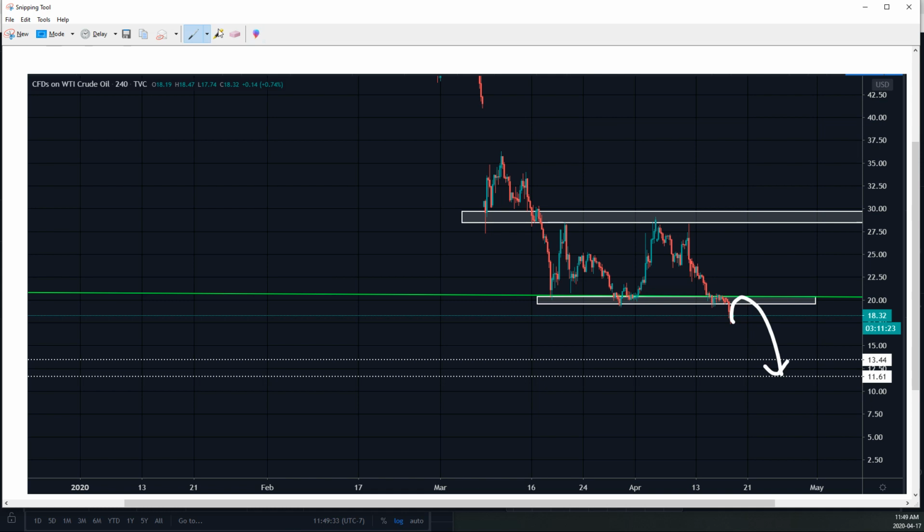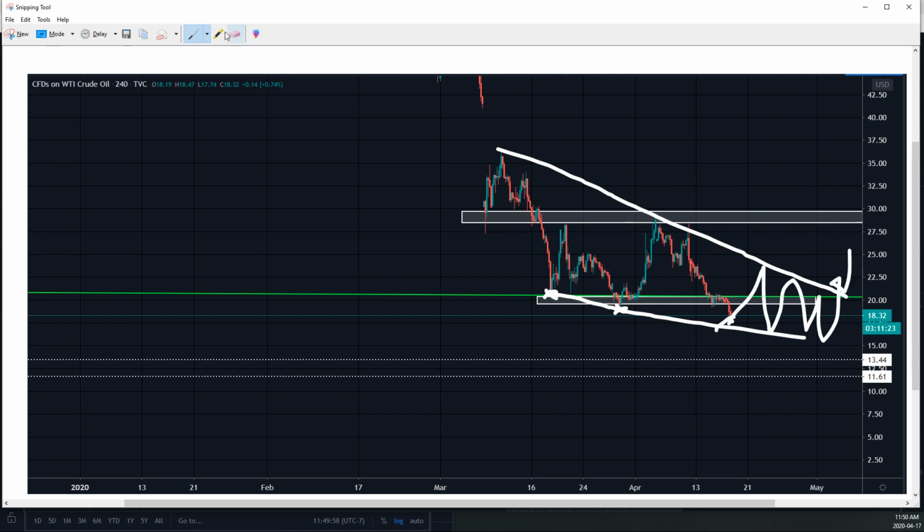It could just instantly dump down, but in my personal view, I think that we will get some consolidation, because we could argue that this is, oops, that was a really poorly drawn line. You could argue that this is a low, lower low, lower low, which is just a descending trend line connected like that. You could do something like this. So this could look like a huge wedge here, and then it could start climbing back up.